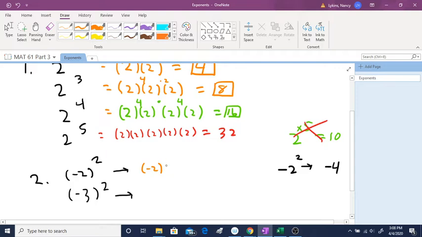This is negative 2 squared equals negative 2 times negative 2, which is 4. Negative 3 squared is negative 3 times negative 3. 2 negatives make a positive, that's why it's 9.